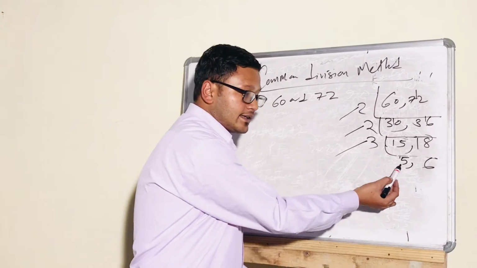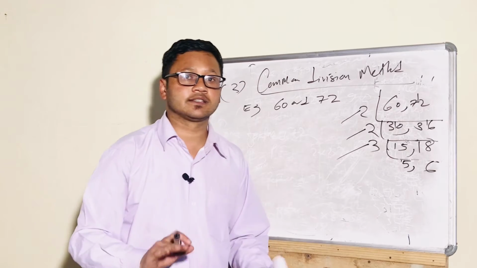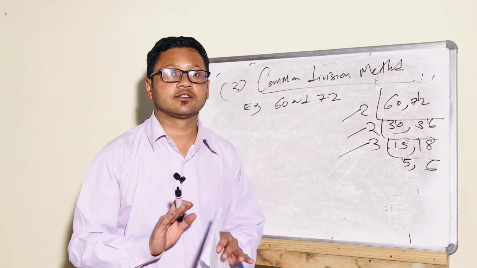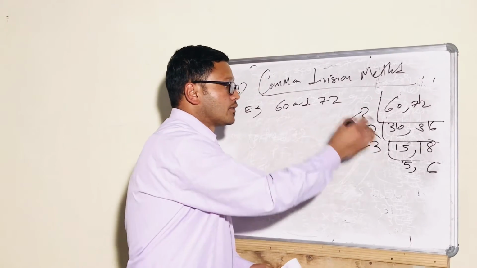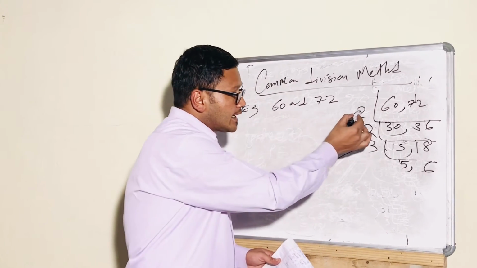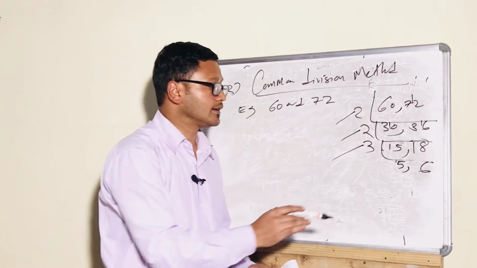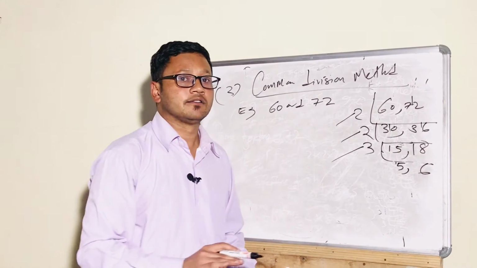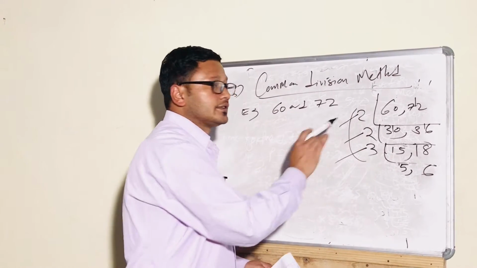Yes, of course, 5 is also a prime number, prime factor, but 6 is not a prime factor. 6 is not a prime number either. That's why we can stop here only. We have to take the prime factors, prime numbers, till the prime factors are not finished. Okay, that means if the prime factors are finished, we have to stop there.